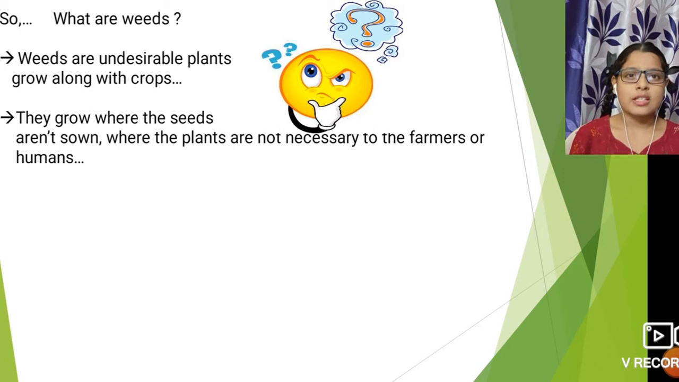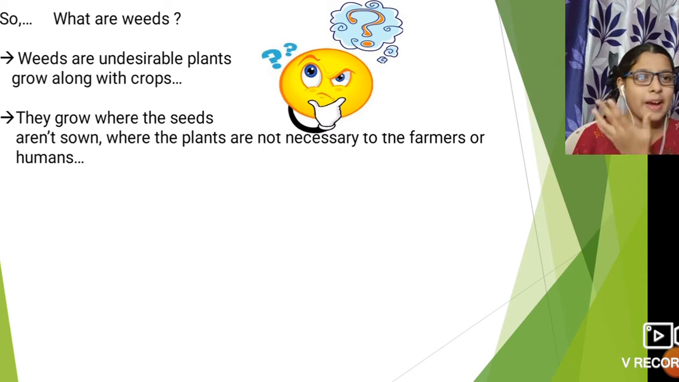Because these weeds will absorb more sunlight, air, water and even the nutrients. If the weeds absorb them, the crops cannot, because the weeds grow among the crops. They compete with each other, and they absorb all the nutrients, water and sunlight that is available.